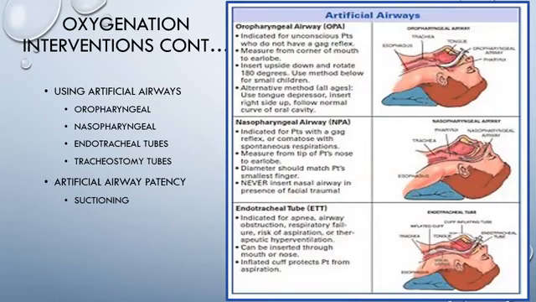Just a little overview on artificial airways. So you can see over here to the right, I'm going to go through all of these. These are three different airways. You've got oropharyngeal, nasopharyngeal, and an endotracheal tube. Okay, so we're going to go over those real quick.